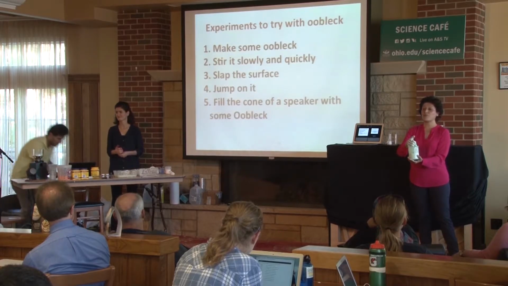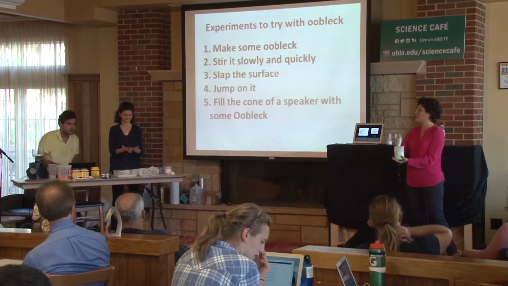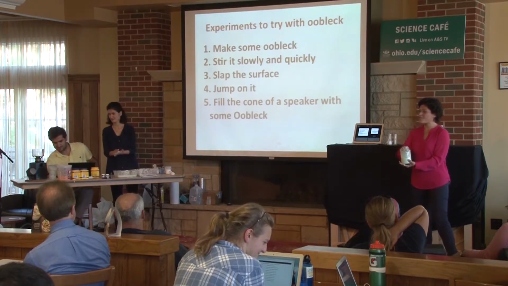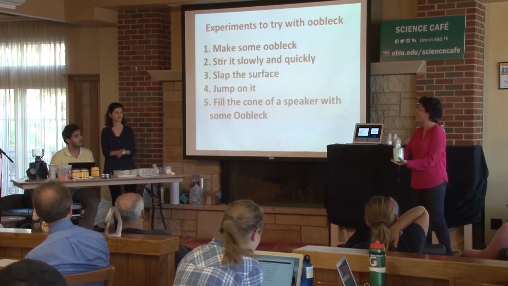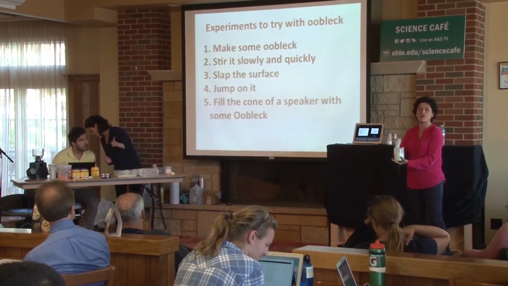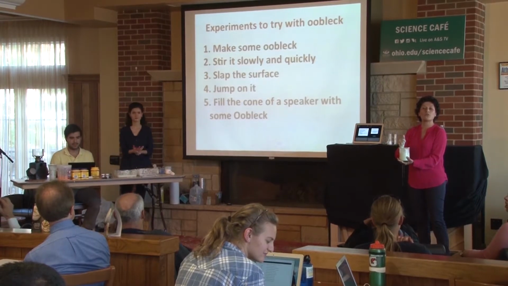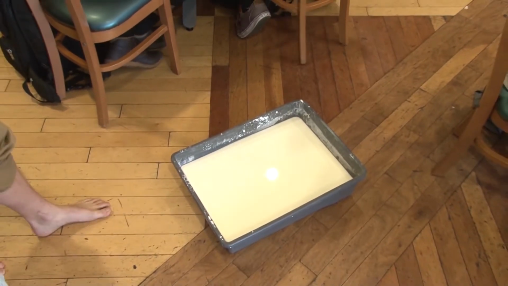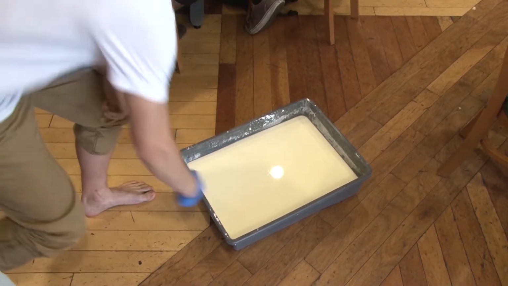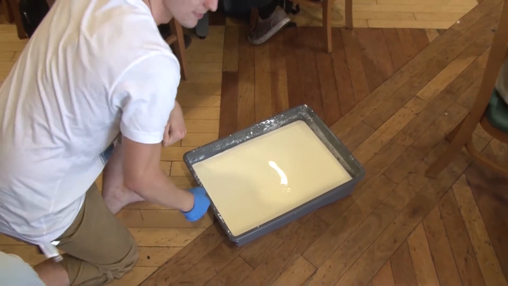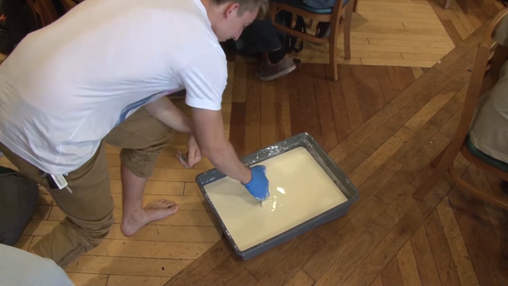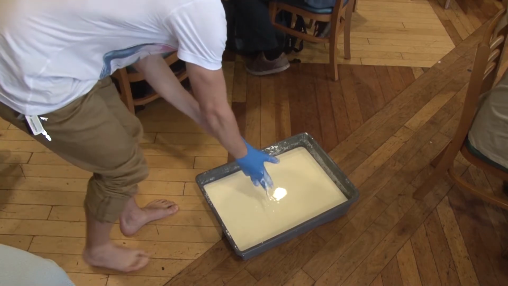Can we do something more interesting? You cannot walk on the water, right? You're not Jesus, okay? So we should find something else to be able to do that. Let's make a pool of that. We made a small pool of Oobleck over there, and one of my students is going to jump on that. If he does it fast enough, he's not going to sink. But if he doesn't do it fast enough, he's going to sink.